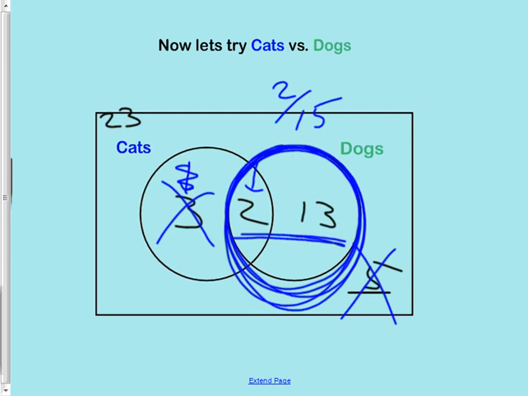Why isn't it out of 23? Because not all of those were possible. The only things that were possible were those 15, because they all had to have dogs. Why didn't I use the 3? Because it isn't in the possible. Those 3 people didn't have dogs in the first place, so they couldn't be picked. That's why I had to do 2 out of the 15.